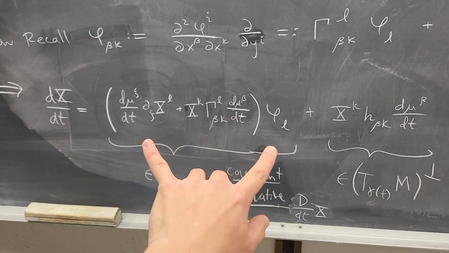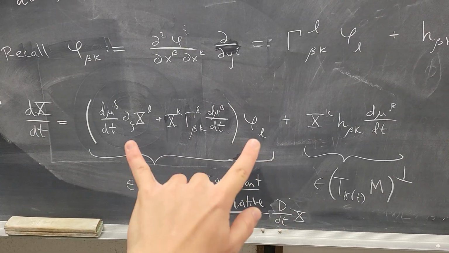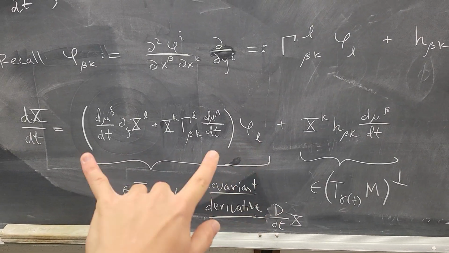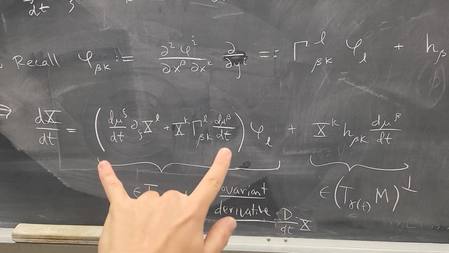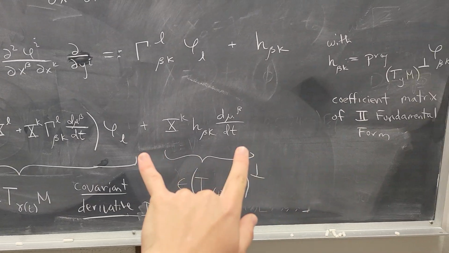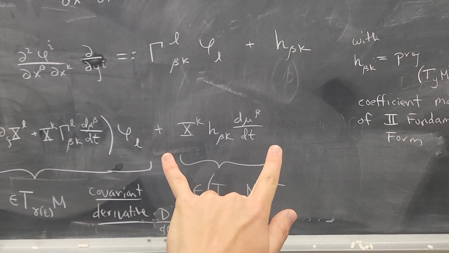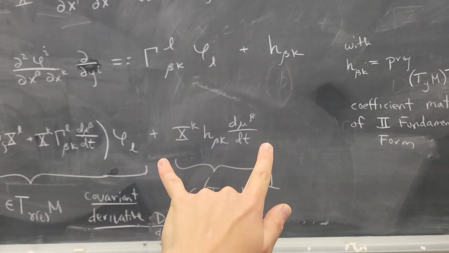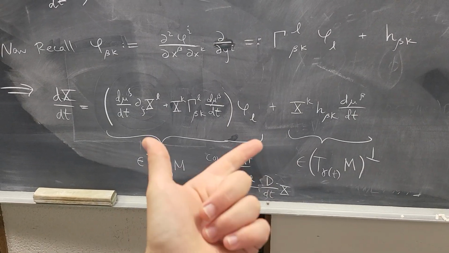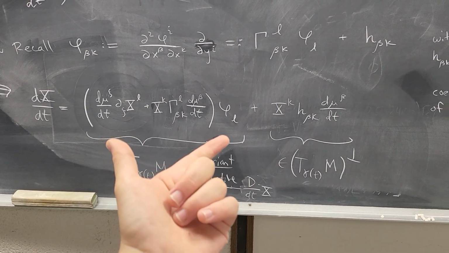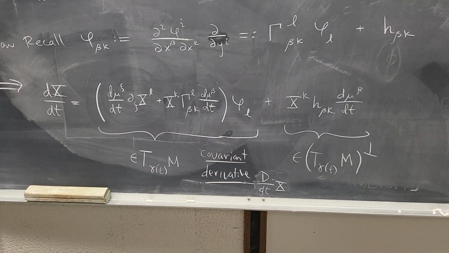Okay, so we've isolated for the term of this derivative, which belongs to the tangent space, and we've isolated for the components with respect to our basis var phi sub l of the tangent space. And then we have this remaining term, which is belonging to the orthogonal complement of the tangent space here. So this is x superscript k, h beta k, d mu beta over dt, all right? And this term here, which is the projection onto the tangent space, is what's called the covariant derivative, okay?